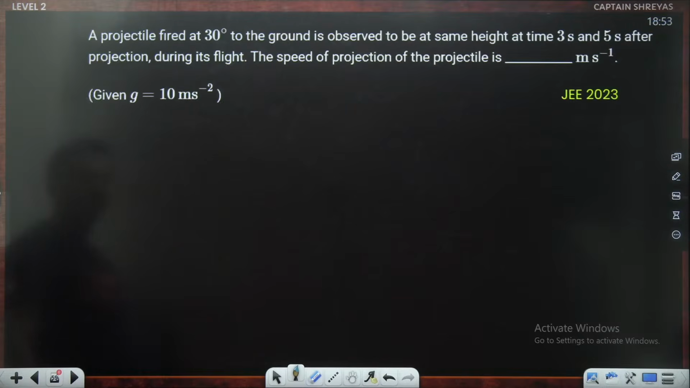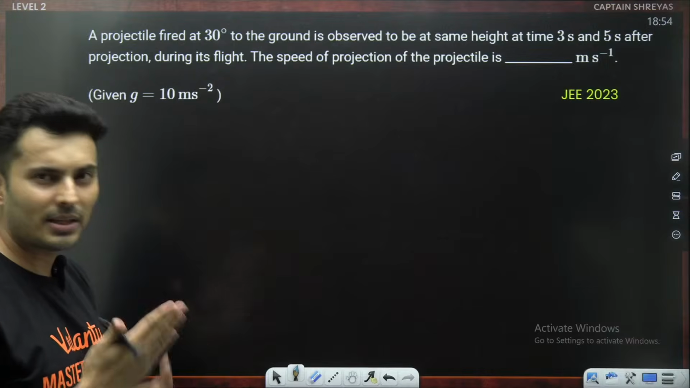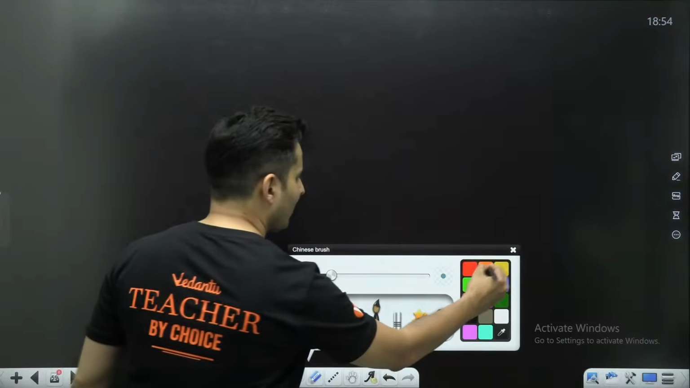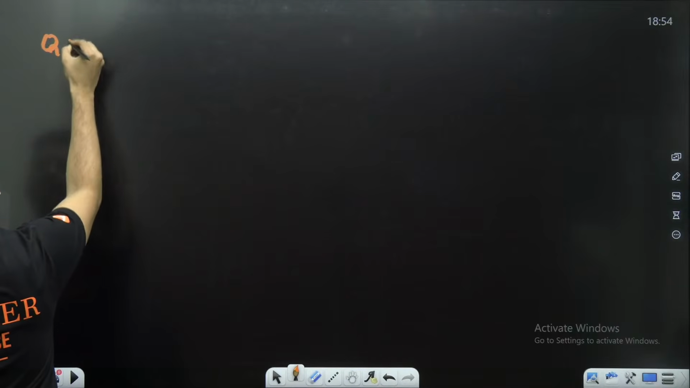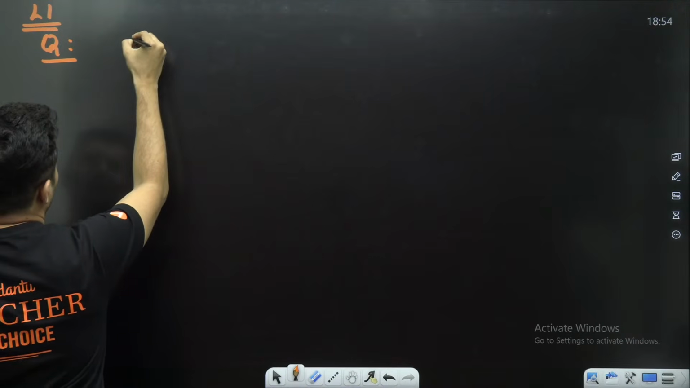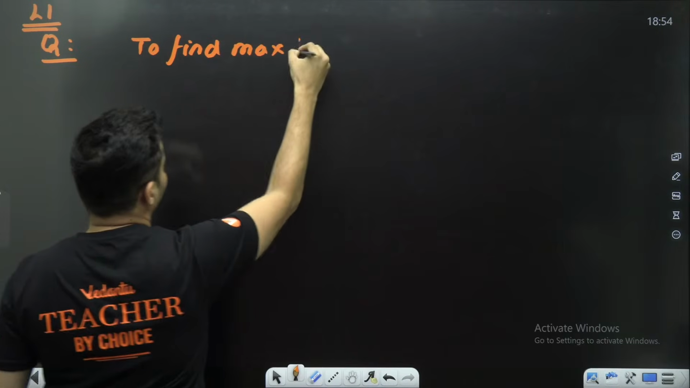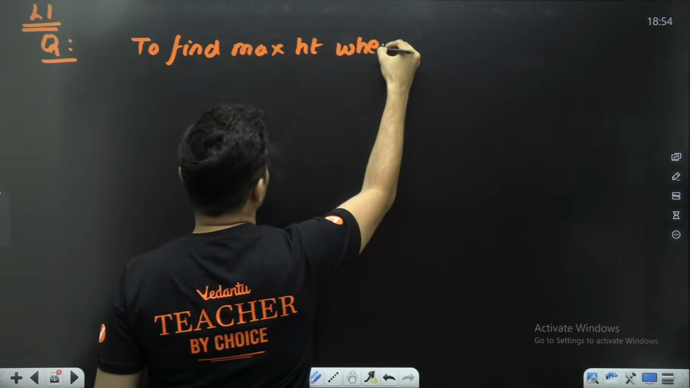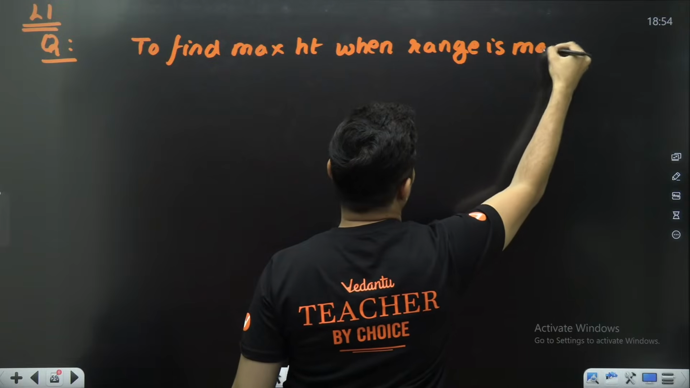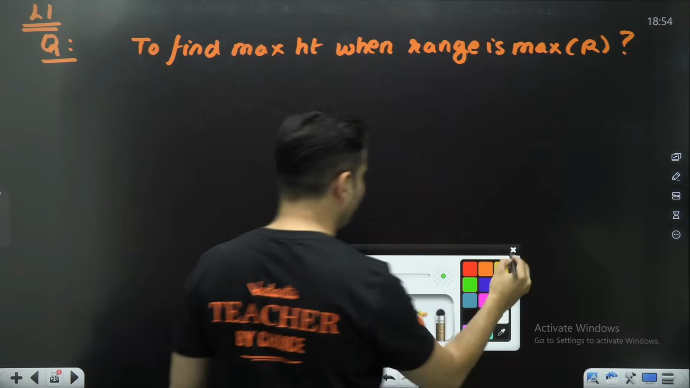Shall we go to the next question coming up on your screen? Very straightforward question. Level 2 question. Let's go straight to some good level questions, or else it will be just substituting. Although I had seen one more question, again level 1, where it was asked to find the max height when the range is maximum. Let's say it is R. This was also a very interesting question which I had seen.